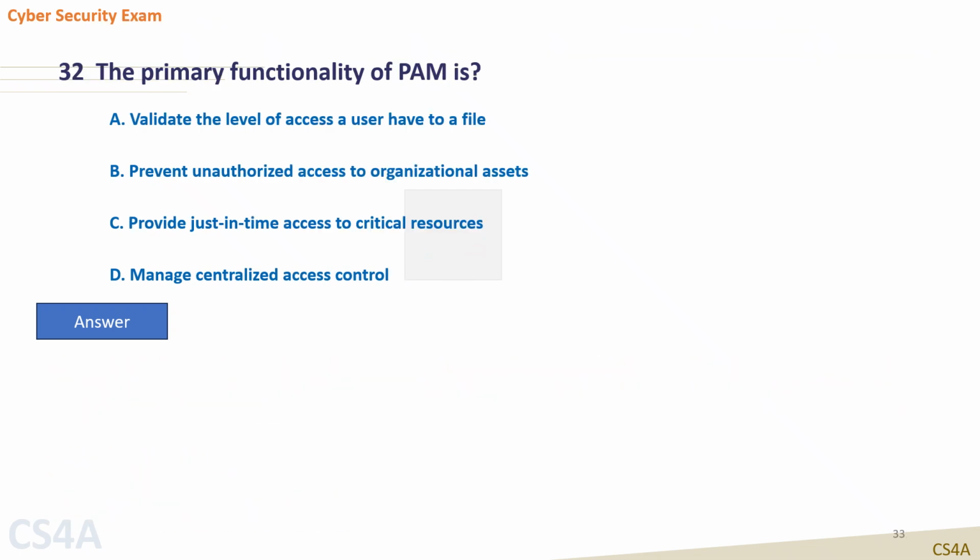So here the question is, the primary functionality of PAM is. What is PAM? PAM is privilege access management. Okay, the options are validate the level of access a user have to file, prevent unauthorized access to organizational assets, provide just-in-time access to critical resources, manage centralized access control. So the primary functionality of PAM is provide just-in-time access to critical resources. Option C is a correct one.